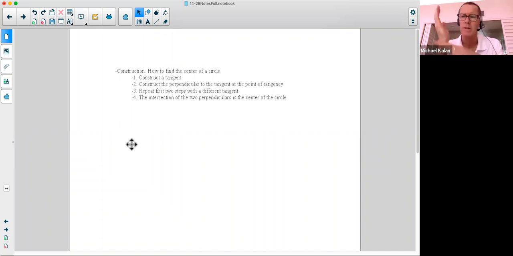And then you connect those 2 perpendiculars, right? They have to do what? They're going to go through the center of the circle. So wherever they intersect, that's going to be the center of the circle, because that would be the only place they would intersect.